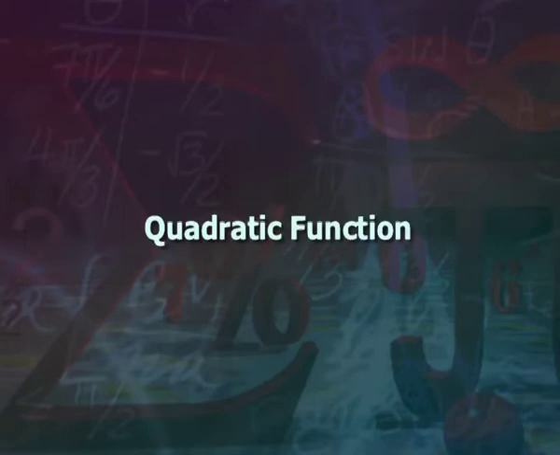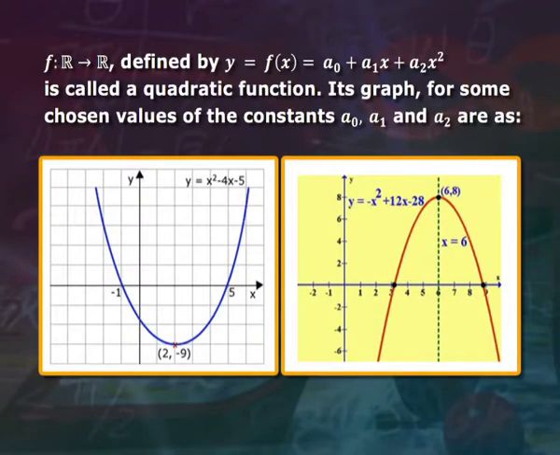Quadratic function: f from R to R defined by y equal to f(x) equal to a0 plus a1x plus a2x square is called a quadratic function. Its graph for some chosen values of the constants a0, a1 and a2 are as shown.